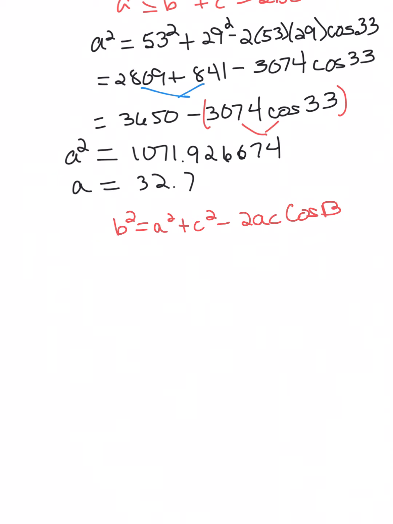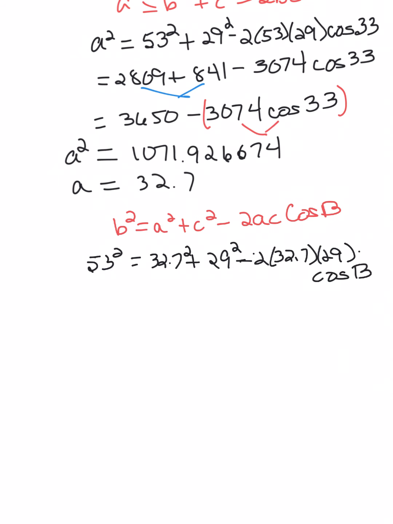Putting our values into place, B is 53 squared equals, we just found A to be 32.7 squared, plus C is 29 squared minus 2 times 32.7 times 29 times the cosine of B. Well, 53 squared is 2809. 32.7 squared is 1069.29. 29 squared is 841.